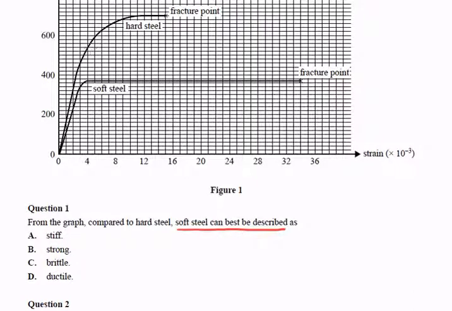Is it stiff? Well, stiffness is the gradient of the graph. The bigger the gradient, the stiffer it is. It's not stiff. Is it strong? Well, no, strong's the stress to the breaking point. Hard steel is the strongest. Is it brittle? Brittle is having a small plastic region. Hard steel has a small plastic region, so hard steel is brittle. Soft steel is ductile. It has a large plastic region from here to here. So soft steel is ductile.